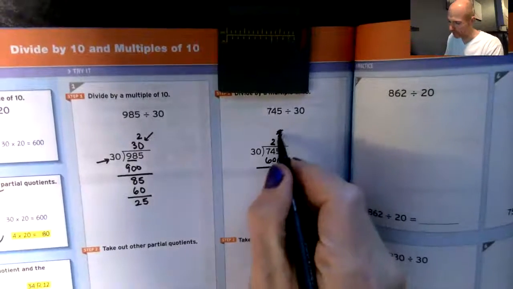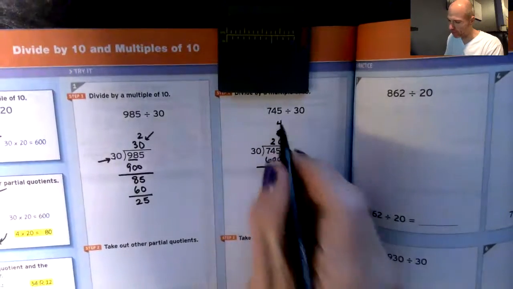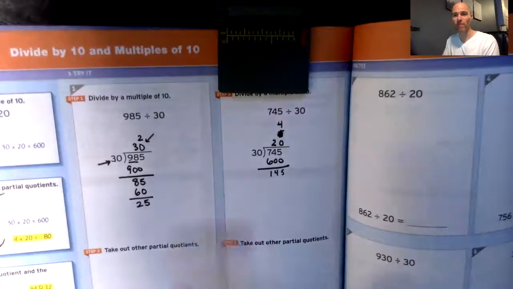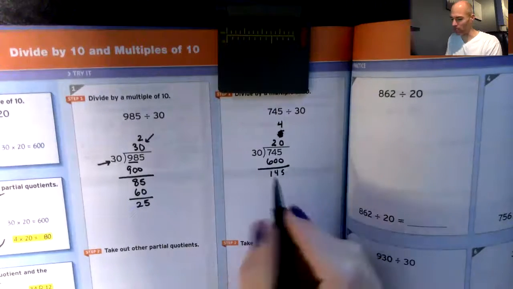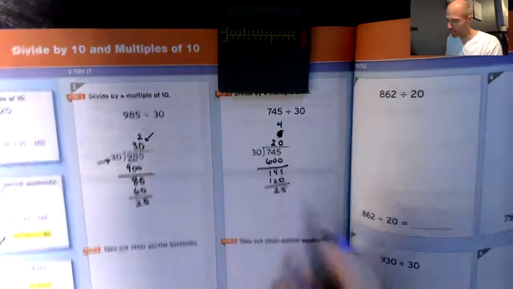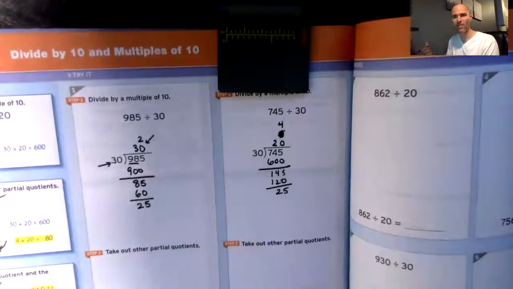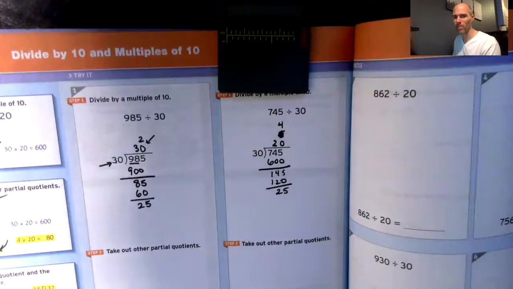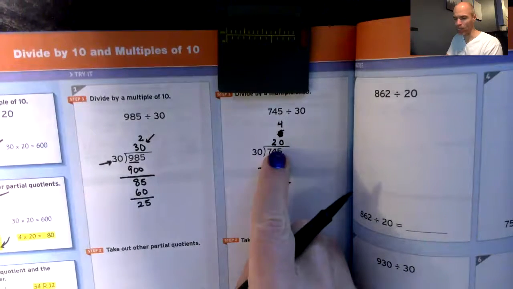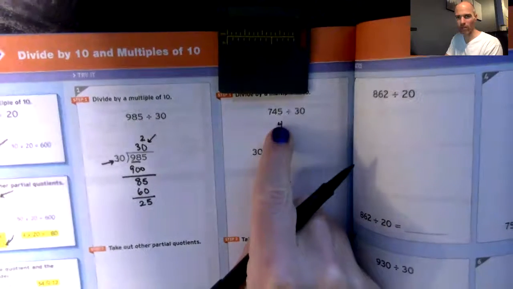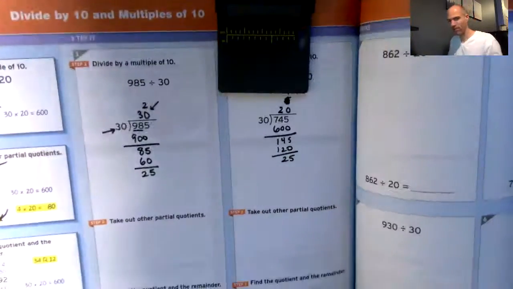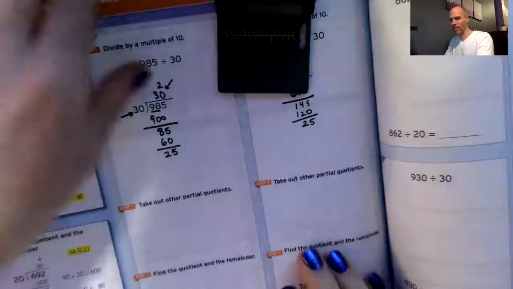Do over. I can only fit 4. I can fit 4 30s because 4 times 3 is 12. So 4 times 30 is 120. And I subtract down, I get a remainder of 25 again. What are they doing? They're giving us practically the same question again. So this time it looks like my answer is going to be this 20 and this 4, so 24, with a remainder of 25. I'll write that down here at the bottom.